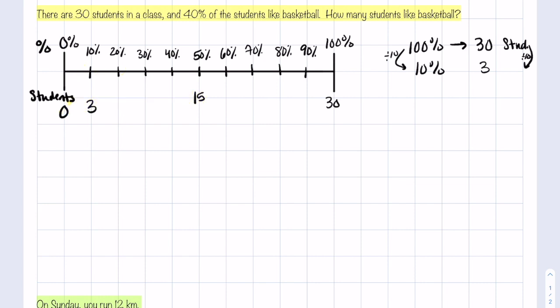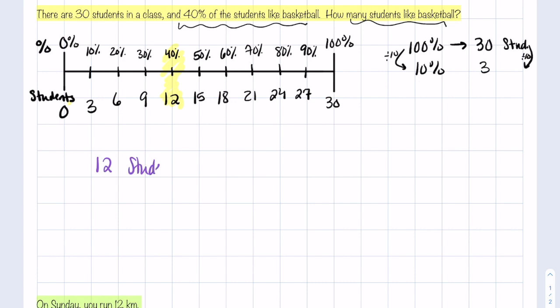Once we know 10%, then 20% is going to be 6, 9, 12, 15 that we already have, 18, 21, 24, 27, and then 30. So then we can use this percent ruler that we've created to answer the question. If 40% of the students like basketball, how many students actually like basketball? And so if we go to 40%, we see that matches up with 12 students. So 12 students like basketball.